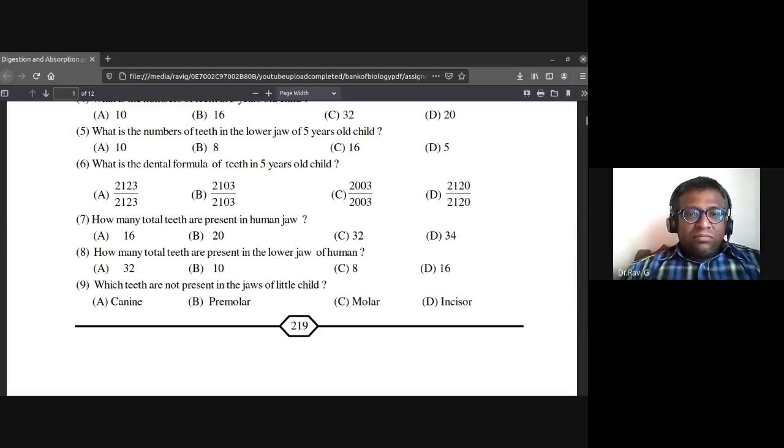A is wrong. Shreya, why is it B? Arshita, Shreya, why is it B? Give me the reason. See, a 5-year-old child will have the milk set.